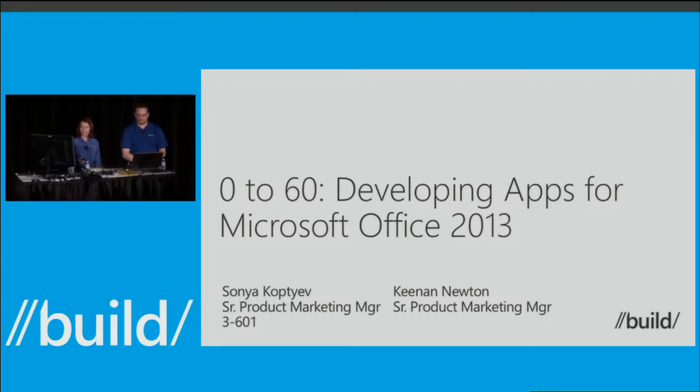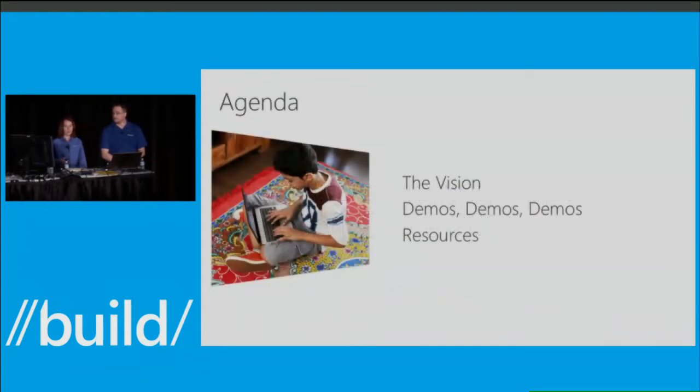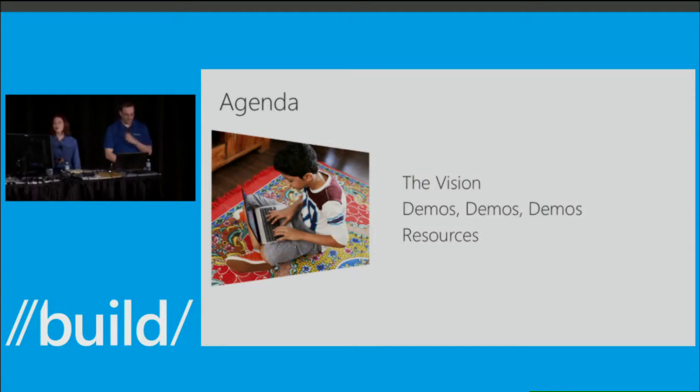All right, so our agenda today is we would like to cover the vision for apps for Office in 2013 and the cloud app model. We're going to do quite a few demos. Keenan's going to show you some very neat stuff with the cloud app model and Office, Excel, Word, Bing Translator. Lots of stuff to look forward to. And then we're also going to cover some resources that you can go and look at after the presentation.